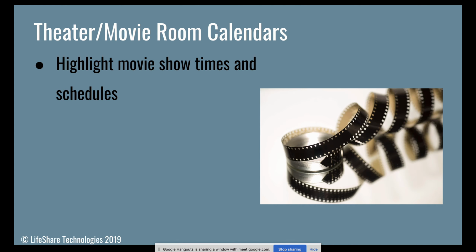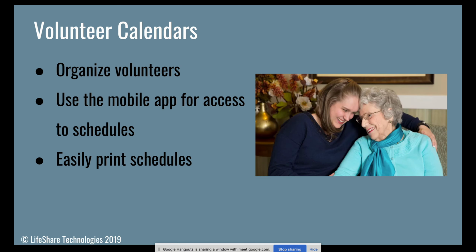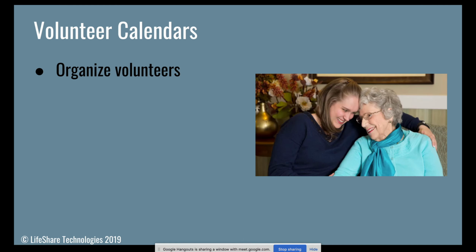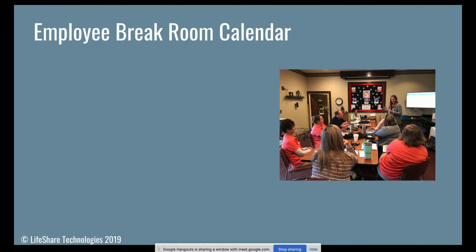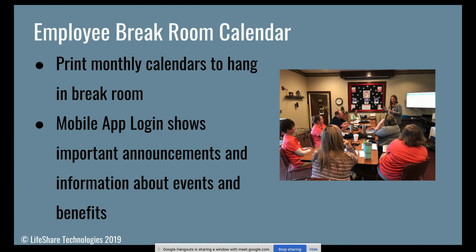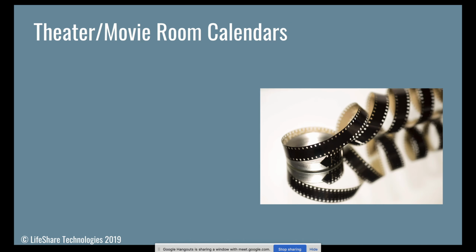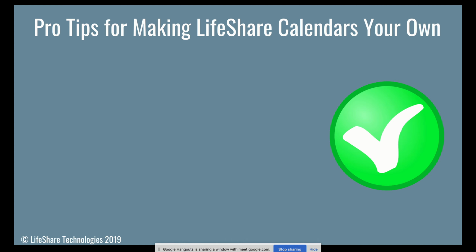Any questions on those? So just to recap, I'm going to go back. The types of calendars that we went through were transportation calendars, volunteer calendars, CCRC Without Walls calendars, employee break room calendar, therapy or fitness room calendars, theater and movie room calendars. So, any questions on those calendars before we go into some of the pro tips for making LifeShare calendars your own?